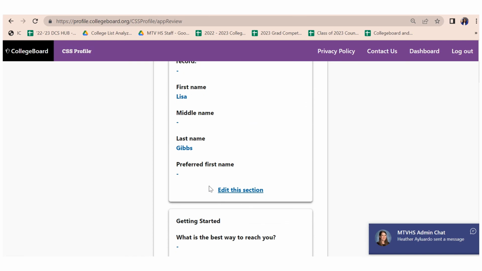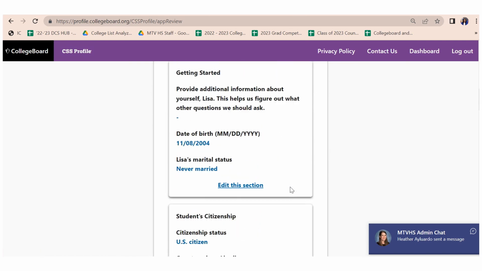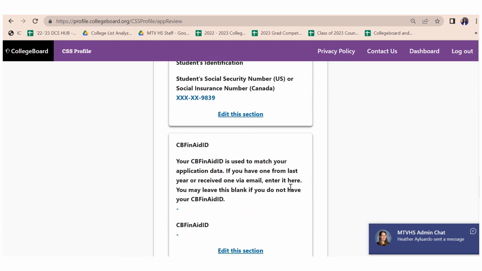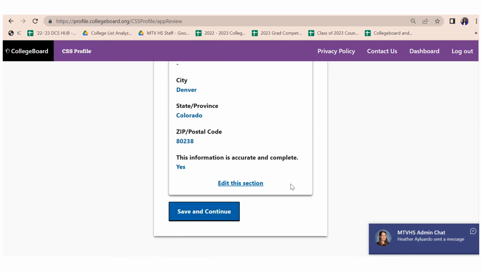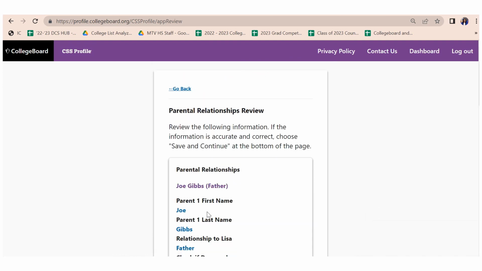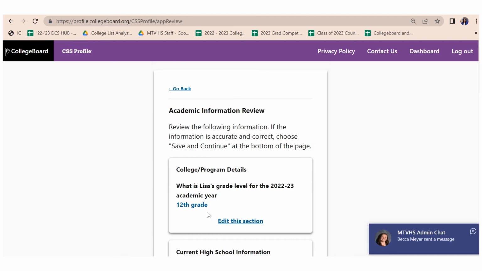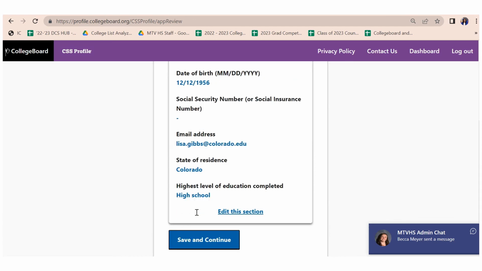And so run through it, review everything. You can go back and edit each section. And also feel free to do this with your college counselor. That is what we are here for. And once you are done reviewing all of the sections, you'll be able to submit the application.